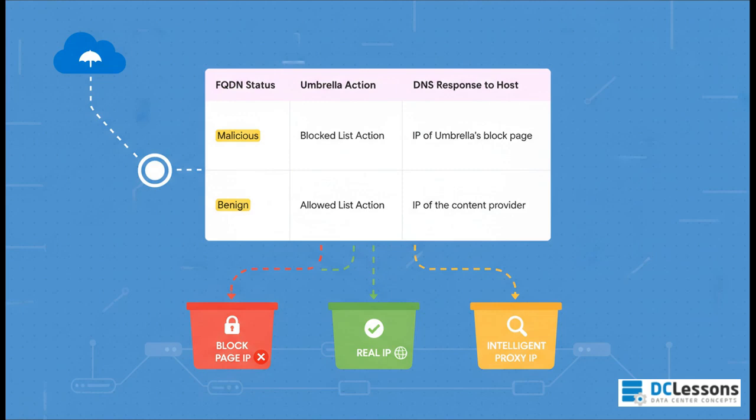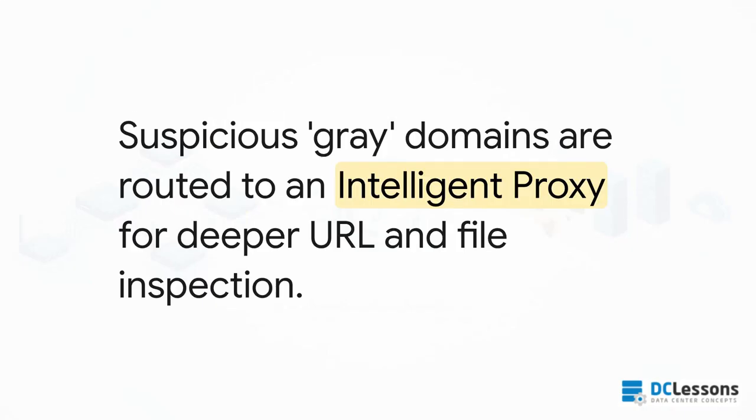But then you've got this third, really interesting case. If a domain is suspicious, kind of gray, Umbrella sends back the IP of its intelligent proxy. So this intelligent proxy is a critical piece for those riskier domains. When the user's browser gets this special proxy IP, it sends its web traffic there instead of going directly to the destination. This lets Umbrella do a much deeper inspection of the connection, looking at the specific URL paths, even scanning files for threats before it lets the traffic go through. It's like a selective, deeper security screening for anything that isn't obviously good or bad.